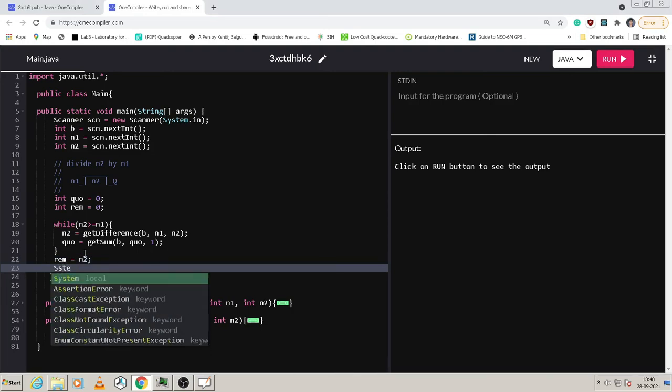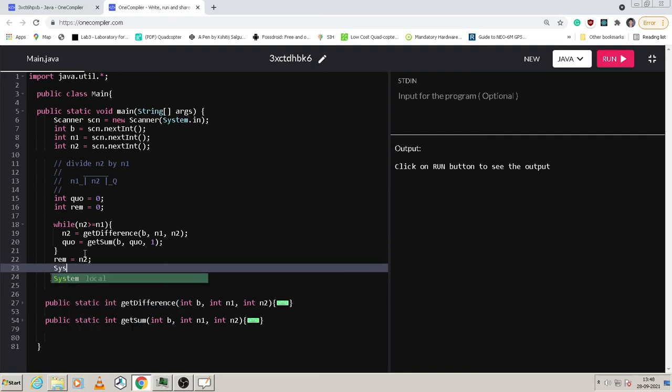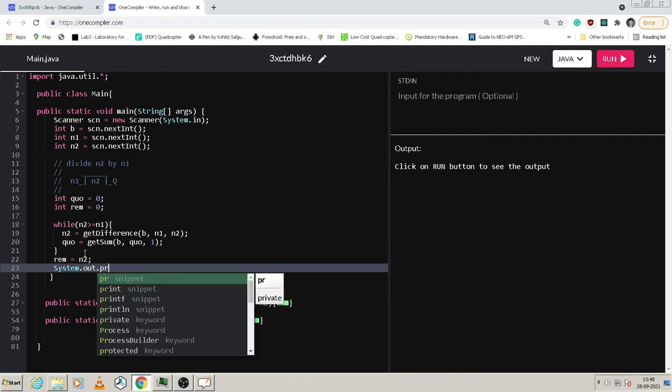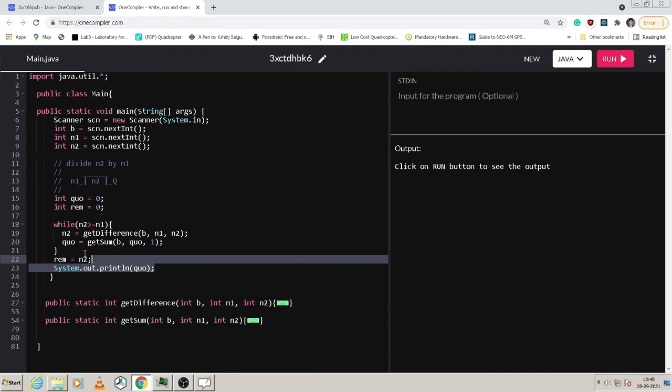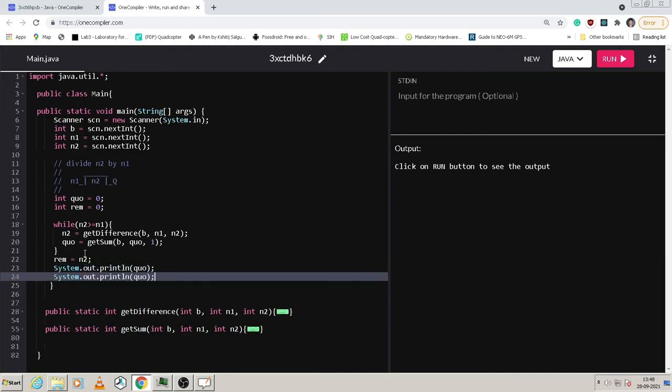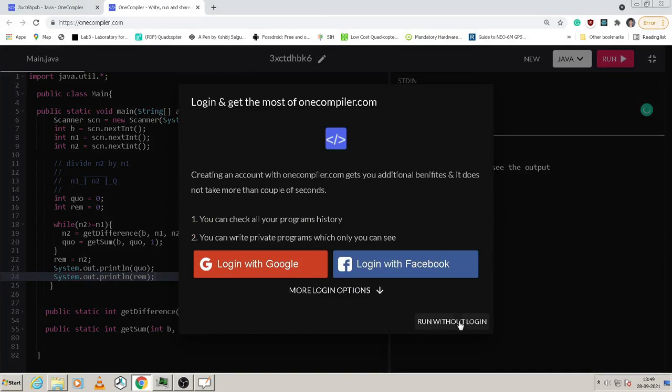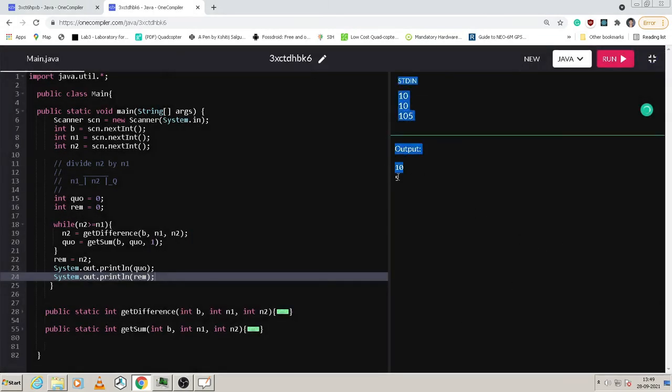So System.out.println quotient and remainder. Now input. First let's try to run it for decimal. In base 10, divide 105 by 10. So quotient should be 10 and remainder would be 5. Yes, quotient is 10, remainder is 5.